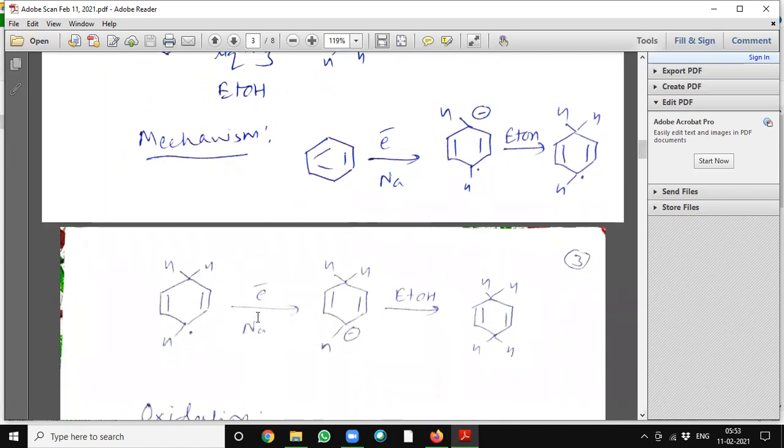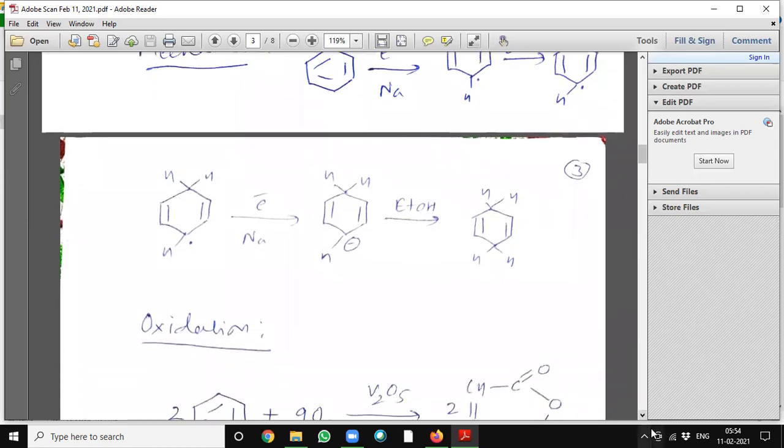Then again, ethanol will give one proton and it will be reduced. One carbon is reduced. Then again, sodium will give an electron and then it will give this anion, and then ethanol gives a proton. So it will produce cyclohexadiene. On reduction, it is called the Birch reduction process.